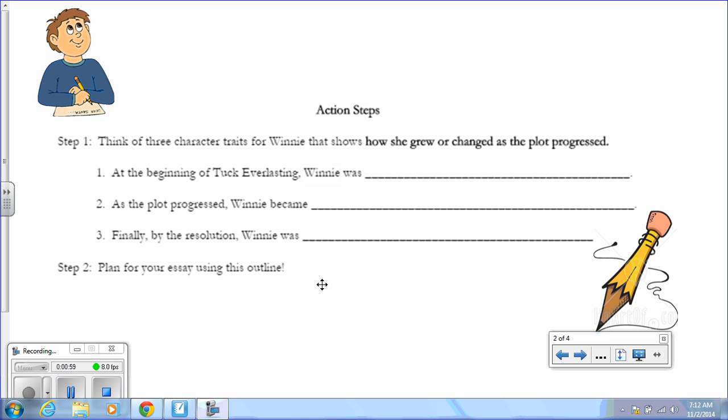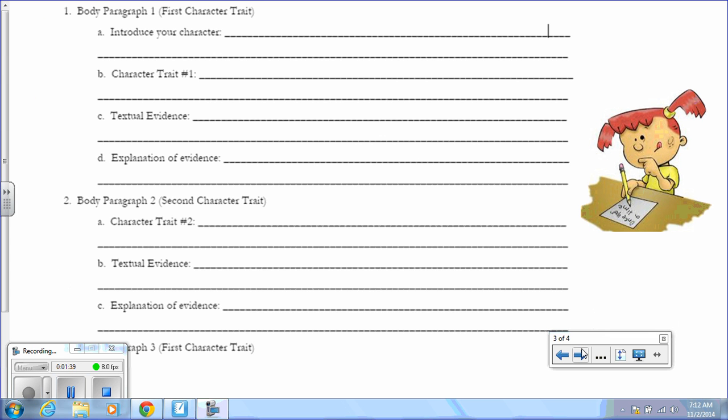As the plot progressed, how did Winnie change? What was she like? Think about when she was with the Tuck family. And then finally, by the resolution, tell me what Winnie was like and how she had changed. I chose to do May Tuck as an example. So for me, if it was May Tuck, I would say that May was habitual at the beginning, and then in the middle, May was boring or plain because she didn't really change. But then at the end, she revealed that she was actually fiercely protective and loving because she killed the man in the yellow suit. So then we're going to plan your essay with this outline.